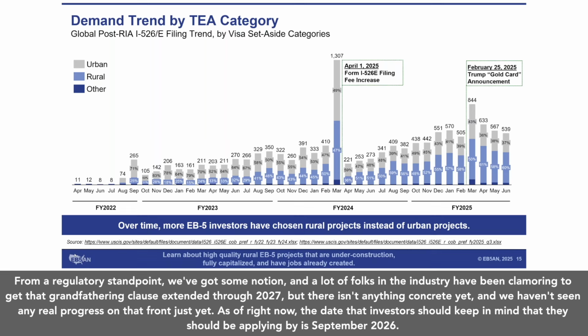From a regulatory standpoint, we've got some notion, and a lot of folks in the industry have been clamoring to get that grandfathering clause extended through 2027, but there isn't anything concrete yet, and we haven't seen any real progress on that front just yet. So as of right now, the date that investors should keep in mind that they should be applying by is September 2026.